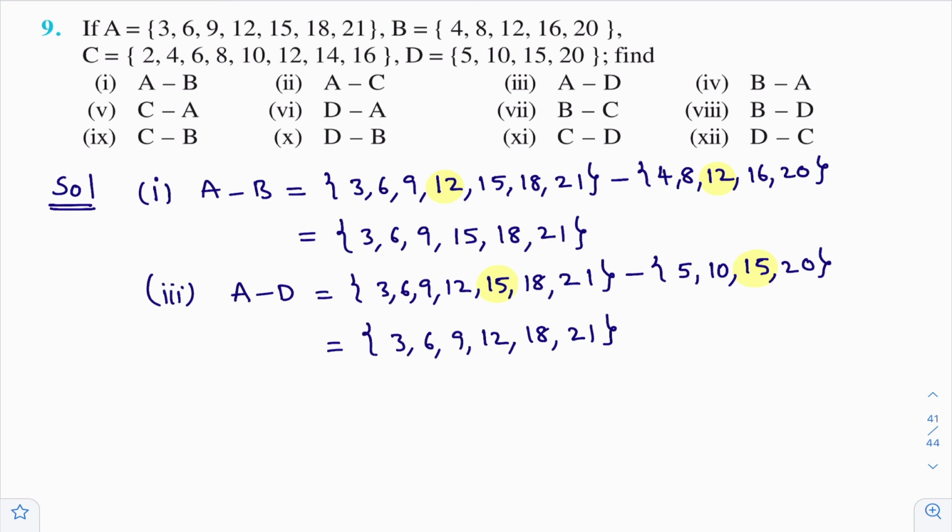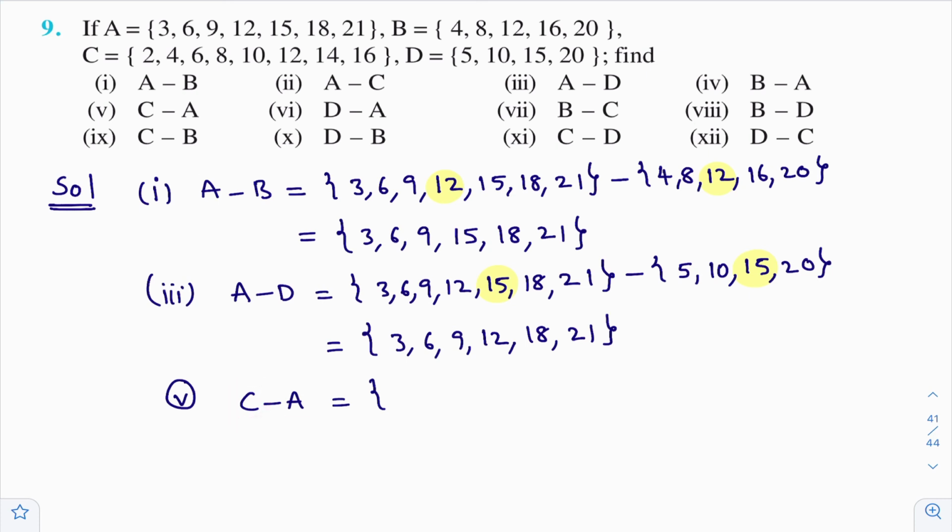Now, I'll calculate the fifth bit. What is the fifth bit? The fifth bit is C minus A. First, I'll write set C. Here you try to understand, we are writing all the elements of the first set only. A minus B means only A but not B. A minus D means only A but not D. C minus A means only C but not A. We'll write all the elements of C which are not in A. So here, C minus A.